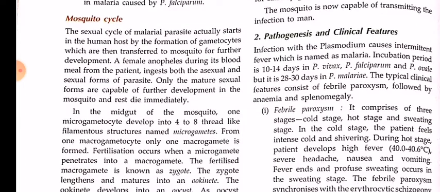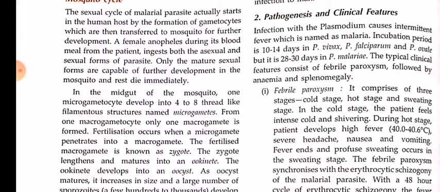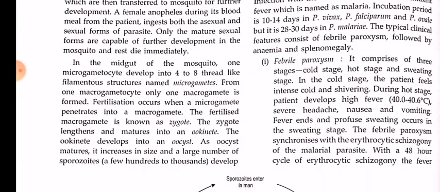Now we see the mosquito cycle. The sexual cycle of malarial parasite actually starts in the human host by the formation of gametocytes, which are then transferred to mosquito for further development. A female Anopheles mosquito during its blood meal from the patient ingests both the asexual and the sexual form of parasite. Only the mature sexual forms are capable of further development in the mosquito, and the rest die immediately.